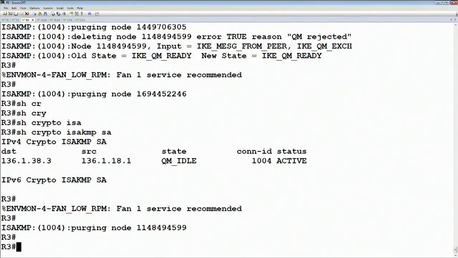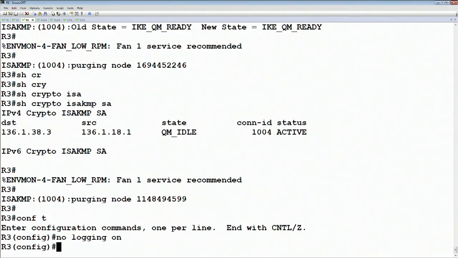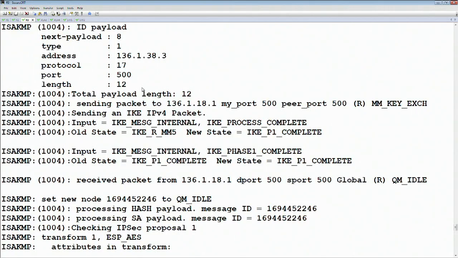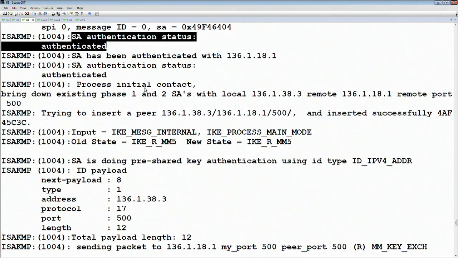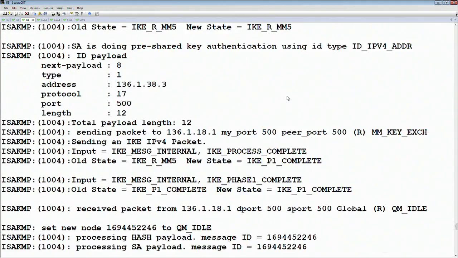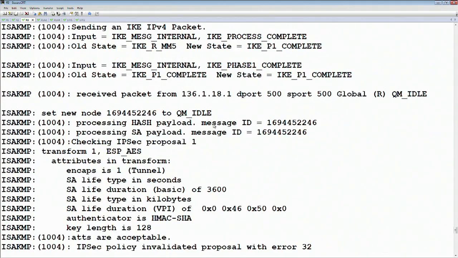Okay, now after the authentication happens, now we're going to go into quick mode. So it should say we're at quick mode idle. That means phase 1 is complete. We're now going to go to the IPsec negotiation. So this is our phase 2 negotiation.